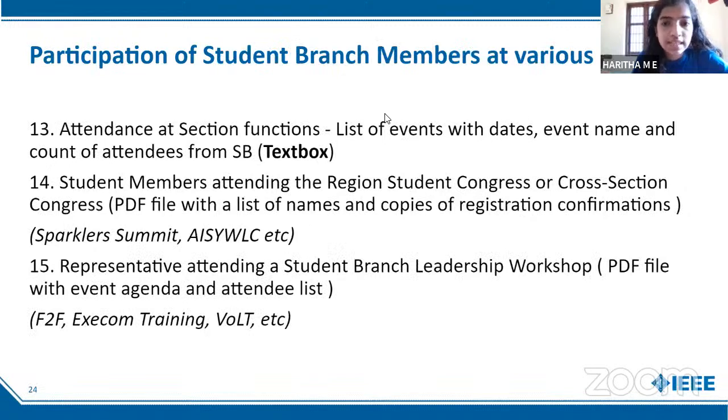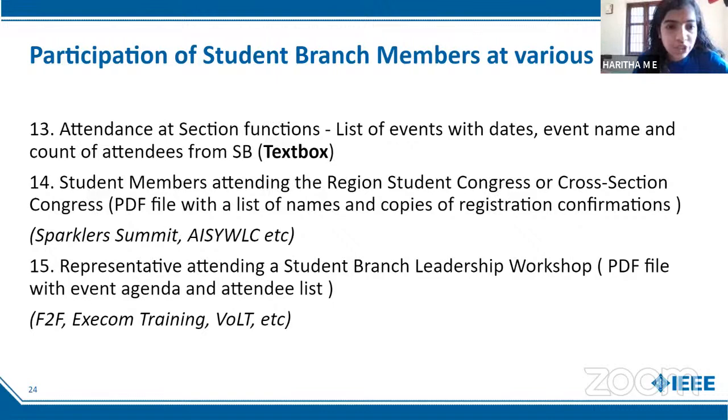So the next is about the participation of student branch members at various levels. First they have asked for the attendance at section events. That's actually a text box, so make sure that you're adding only the important things, because there's a character count of 300. There you have to give the name of the event, date, and number of SB members attended from your SB. So don't give too many details about the events, because there is a character count.